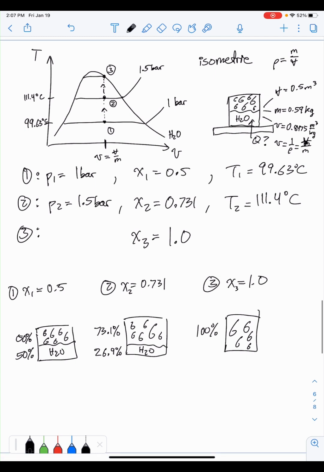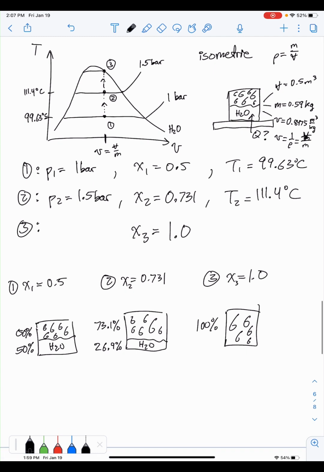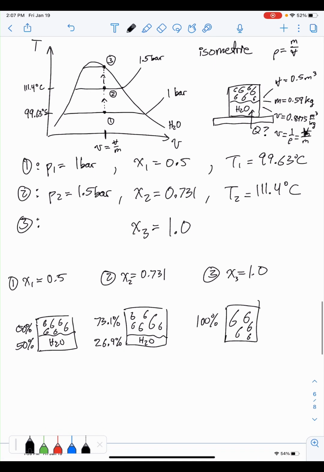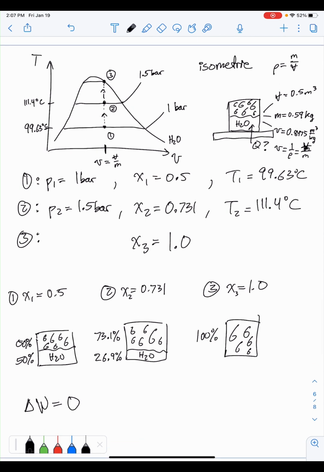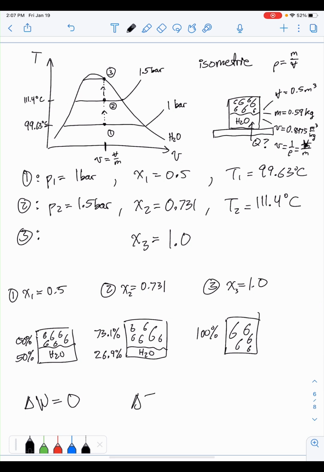Okay, right off the bat, since this is isometric, we can instantly say that the work being done is 0. There's no work being done. That much is apparent. So the only variable left is the change in energy. And our main question is, how can we figure this out?